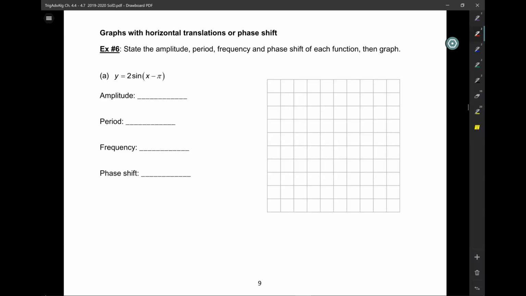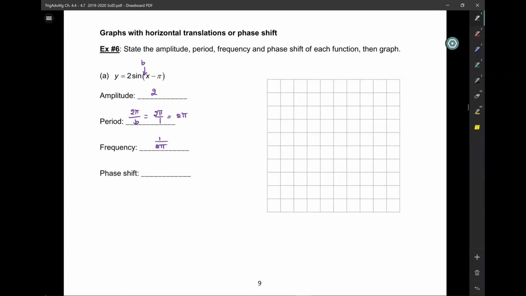Okay, amplitude. What's the amplitude for this function? 2. Okay, period. 2 pi over b. That number, the coefficient of the x, is b. In this case, it's 1. So it's just 2 pi. Frequency. Do I have to do any new math for the frequency? No, just take the reciprocal. 1 over 2.